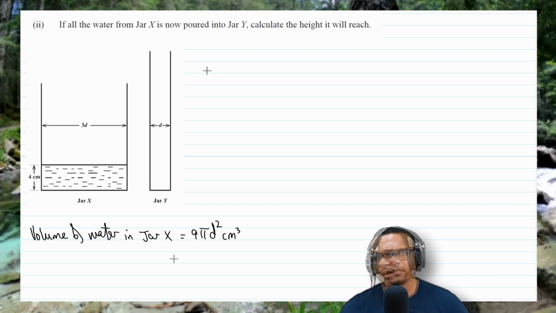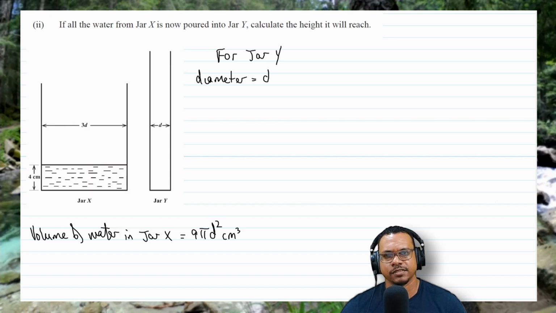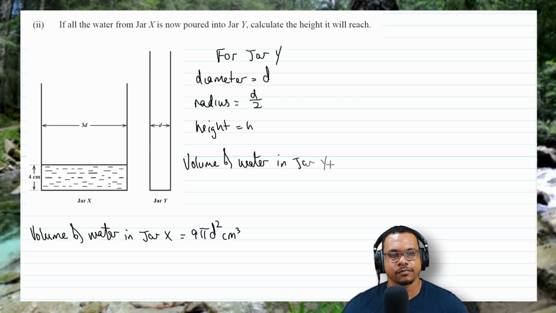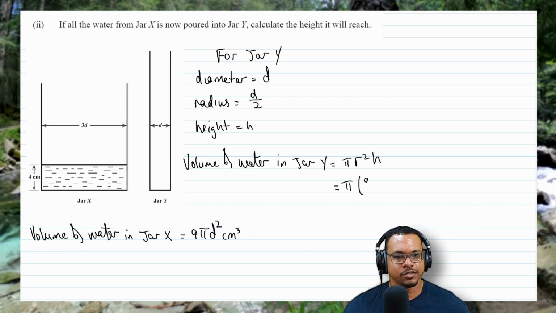So now for jar Y, all right, we're going to have the diameter is equal to d. So that means the radius is equal to diameter divided by 2. So d over 2. All right, and we're going to let the height be h. All right, that's because we don't know what the height is. Okay. All right, so volume of water in jar Y is equal to pi r squared h. So we leave in h as the height, we leave in pi as well, and the only thing we replace in here is the radius with d over 2.